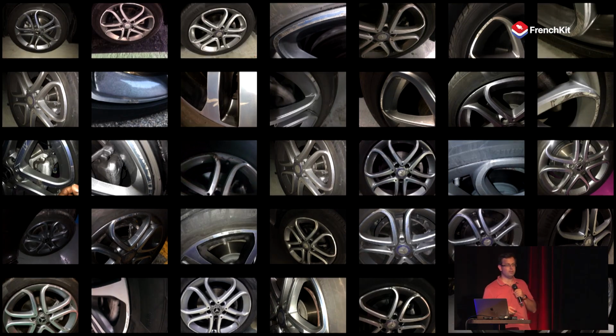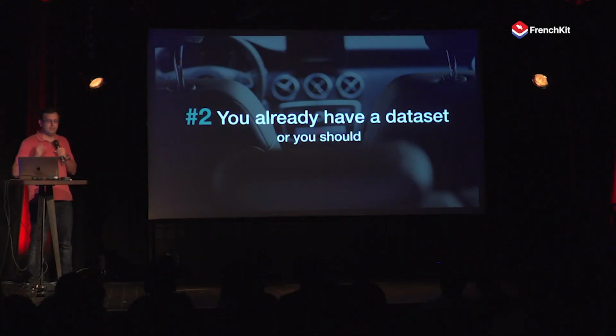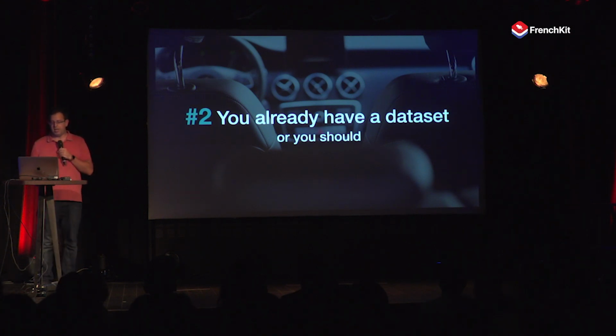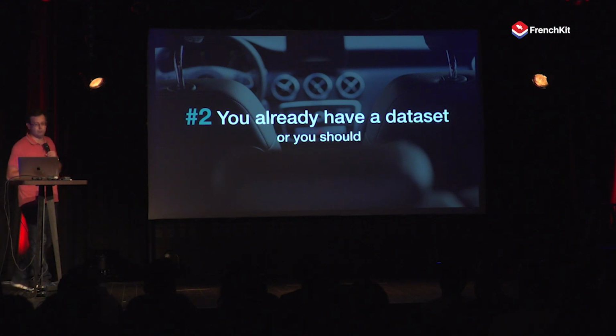How it looks: here you have a folder of rear fender scratches. Here you have wheels, front right wheels. And the beginning of machine learning is always that, just folders of pictures. I think you already have a data set somewhere on an Amazon S3 bucket. There are plenty of images in your company. And if you don't have that, you maybe should have that. The first step is to have some data.